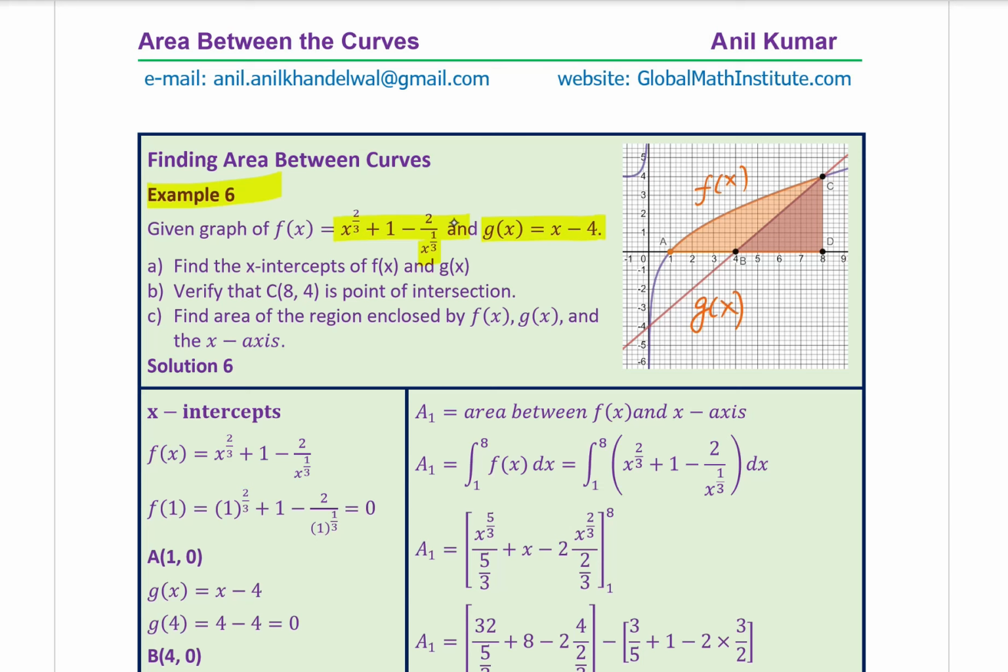Now, part A is find the x-intercepts of f of x and g of x. That means we have to find these 2 points. Part B is verify that C, which is (8, 4), is a point of intersection. So we have to verify that this point C is (8, 4). Part C is find the area of the region enclosed by f of x and g of x and the x-axis. That means we only want the area of this particular portion.